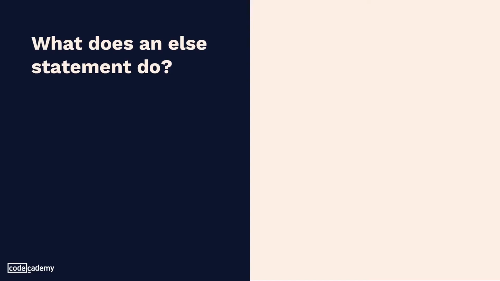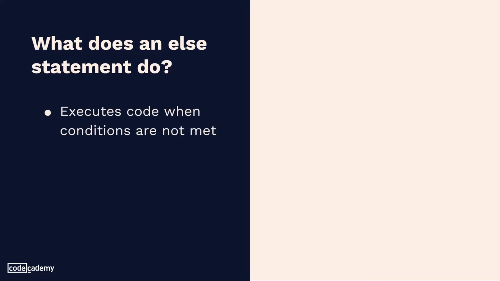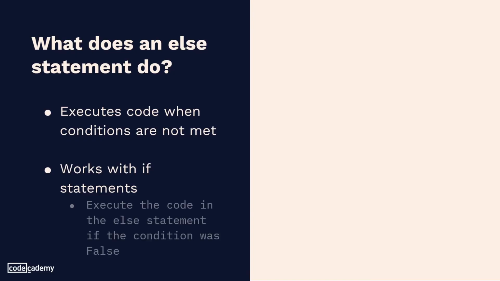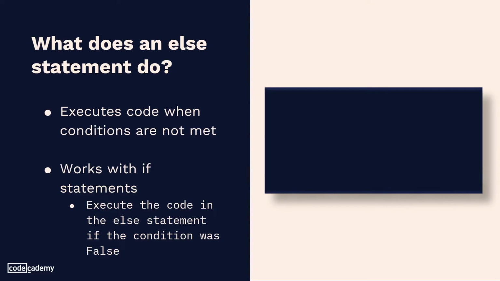So what does an else statement do? An else statement executes code when the conditions of an if statement are not met. It's placed below an if statement and also uses a colon with indented code below it. If the condition of the if statement is false and the code is skipped, then the else statement's code will execute instead. For instance, let's look at an example on the right.